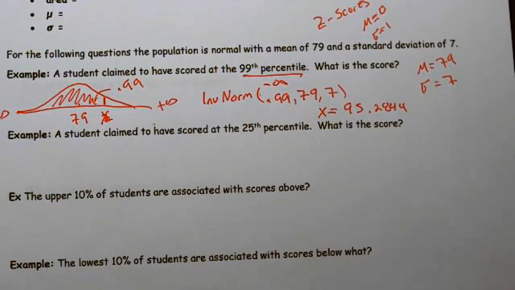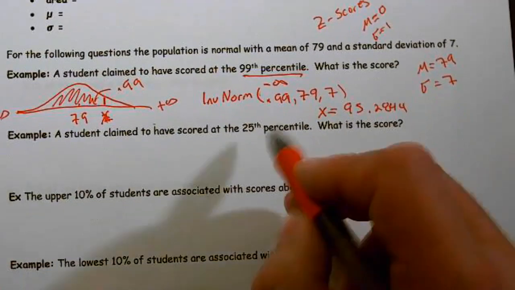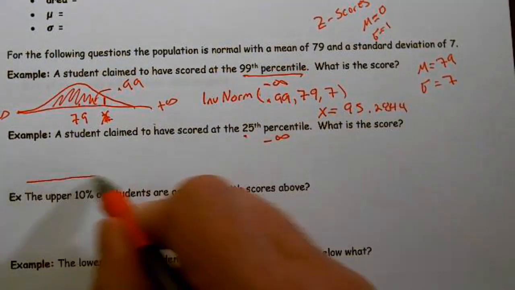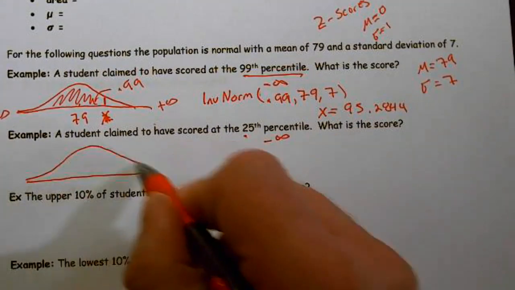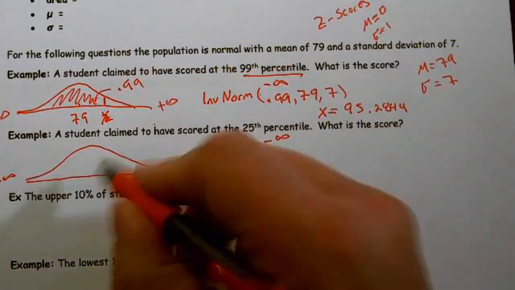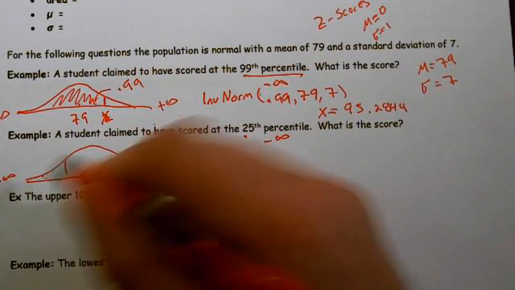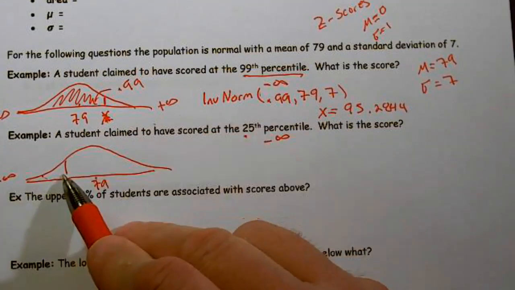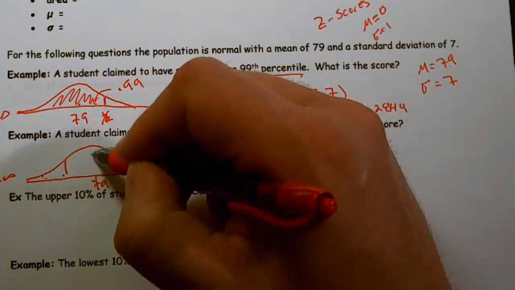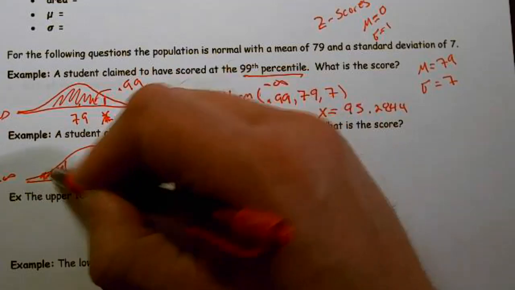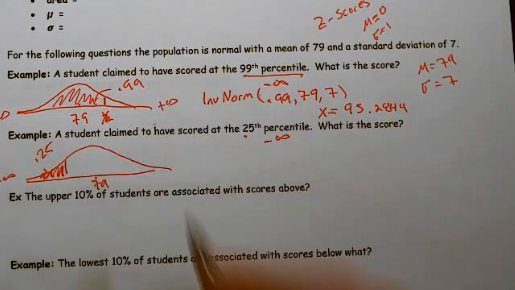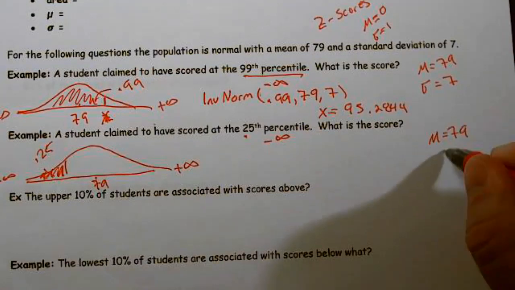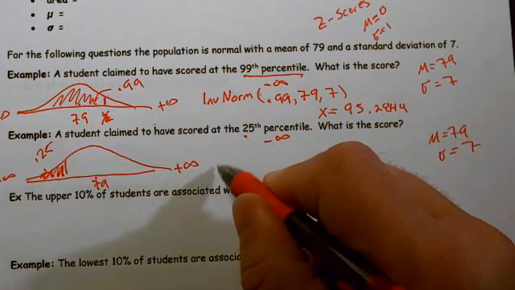Another student claimed to have scored at the 25th percentile. What is the score? Once again, percentiles start at negative infinity. So we're here at negative infinity. We have a percentile. We have a mean of 79 still. 25% is less than halfway, because remember 79 is at halfway. So we're looking at 0.25. Because percentiles start at negative infinity, we don't have to worry about any subtraction. They've told us our mean is 79 and our standard deviation is 7. So we can start plugging in what we know.